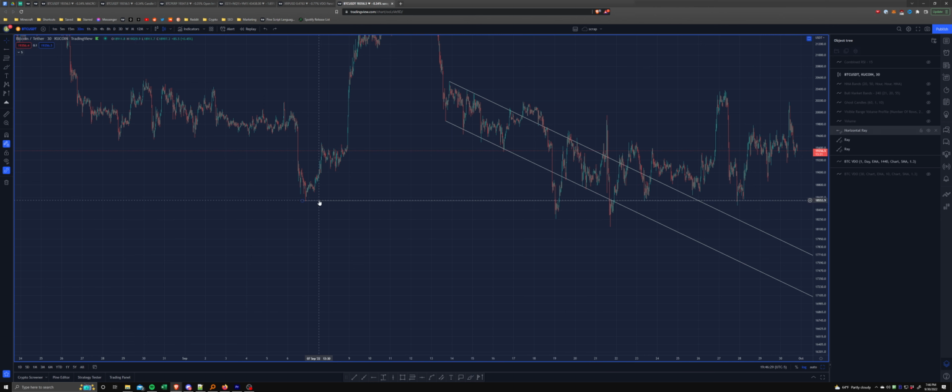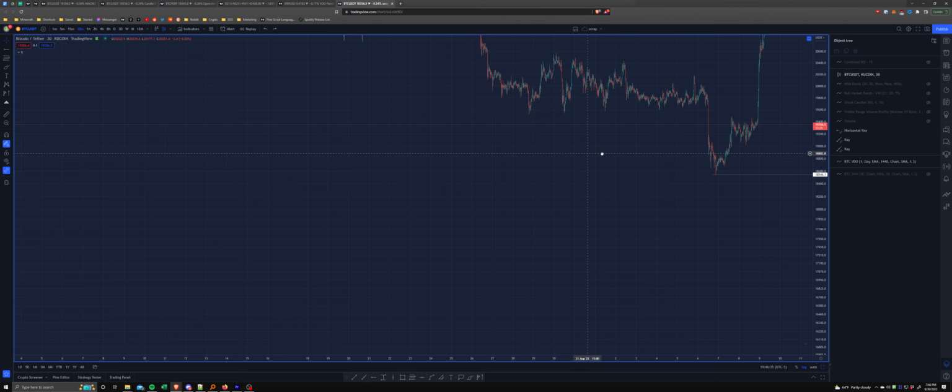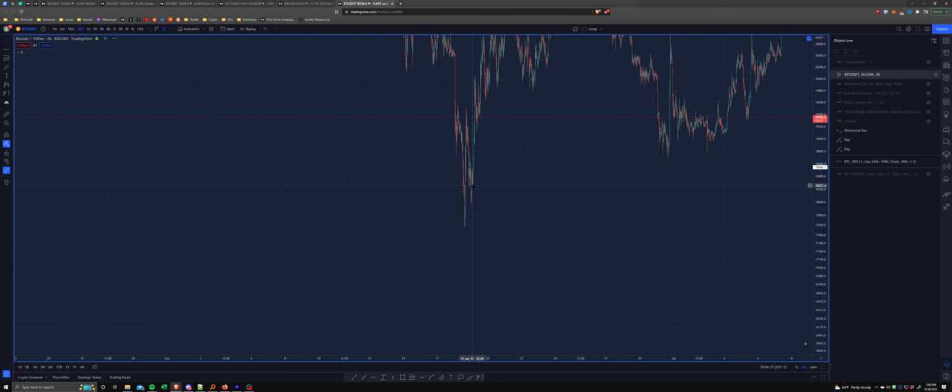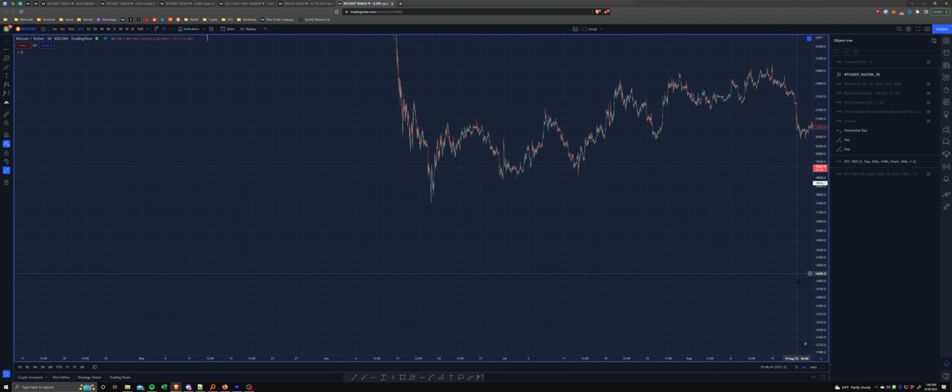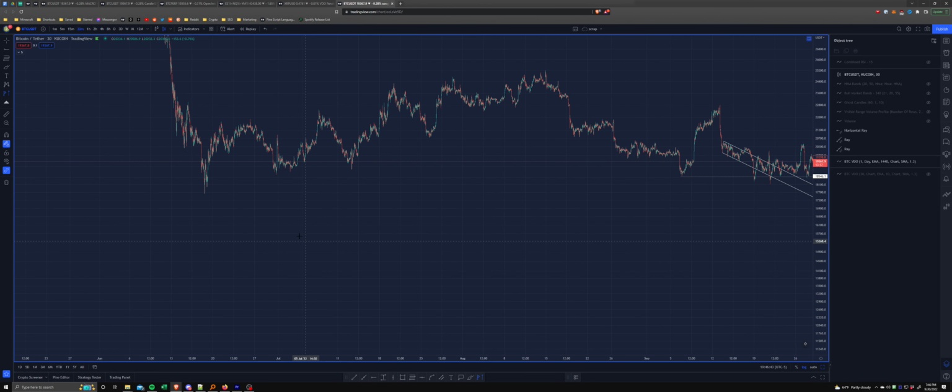So the question becomes, how could you have determined an entry in this area right here if you were specifically looking for an entry? The way you could have done that is if you'd gone to the previous local low. So here, let me zoom out a little bit. This right here is the previous local low, because it is lower than this point right here.